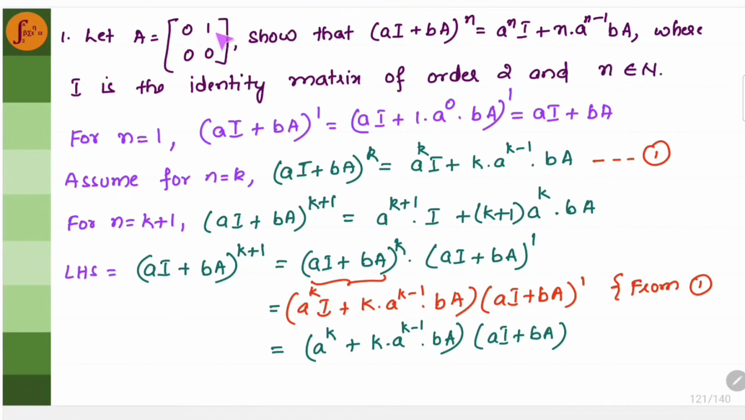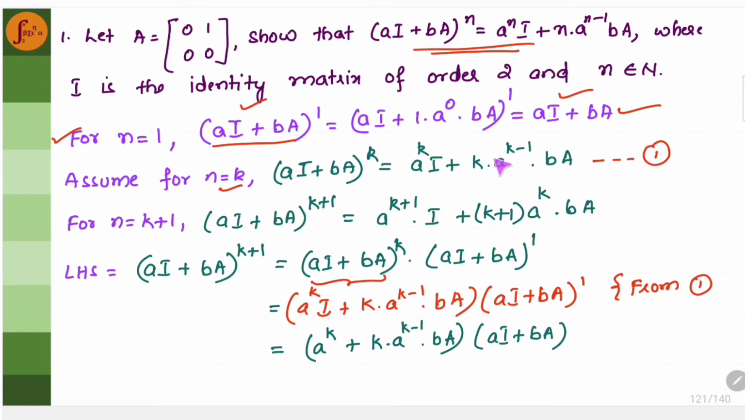Here there is an example. Matrix A is given. You have to prove that this particular statement is true, where I is the identity matrix of order 2 and n belongs to natural numbers. So start with step 1, n is equal to 1. In this entire thing, put n is equal to 1. You will get this. You got AI plus BA, right? So you started with AI plus BA and you got it as AI plus BA. Therefore, this condition is true for n is equal to 1 because you're getting LHS is equal to RHS.